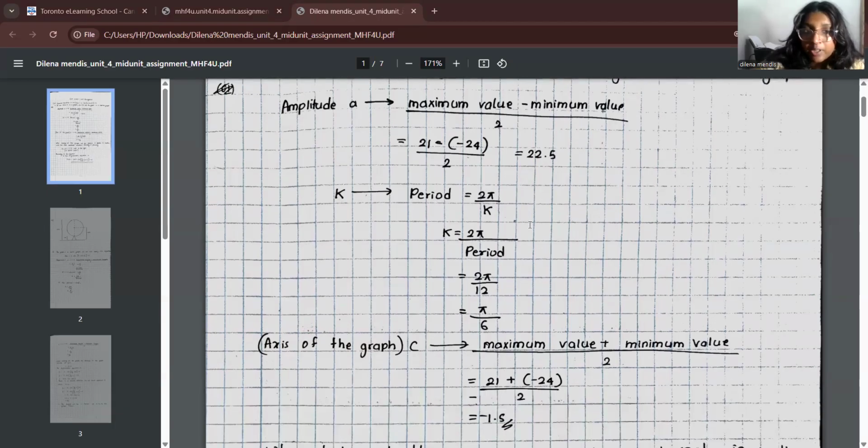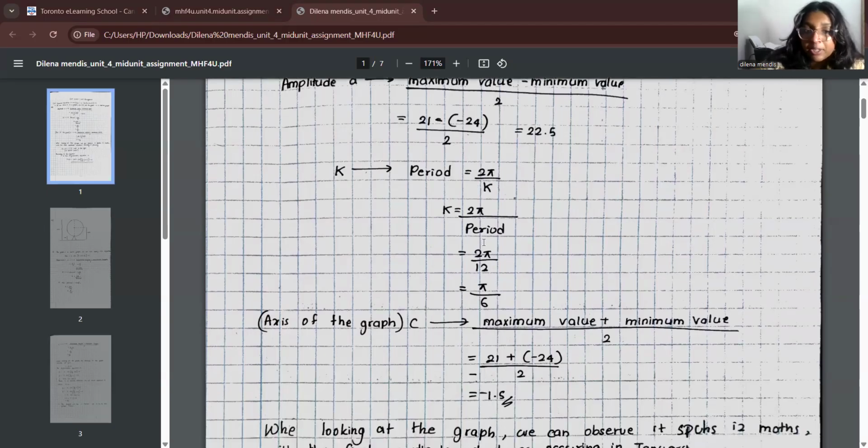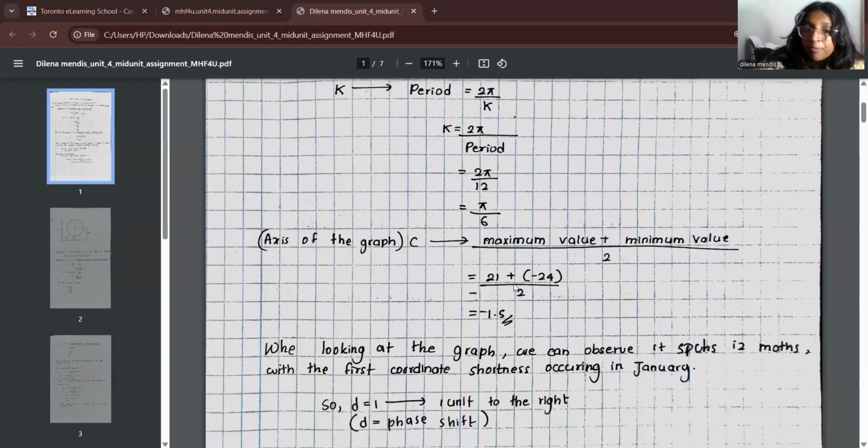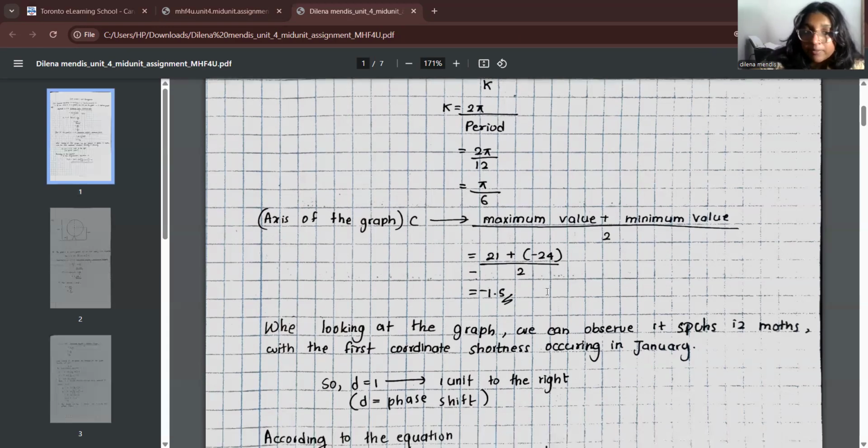k is related to the period. Period equals 2 pi over k. Therefore, k equals 2 pi divided by period. So 2 pi divided by 12 equals 2 pi over 12, which is pi over 6. The axis of the graph is the maximum value plus minimum value divided by 2. So 21 plus (-24) divided by 2 equals -1.5.